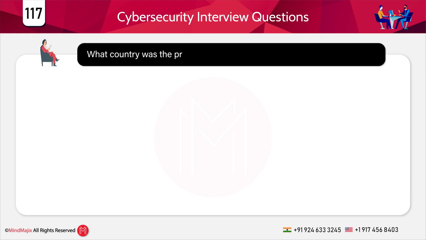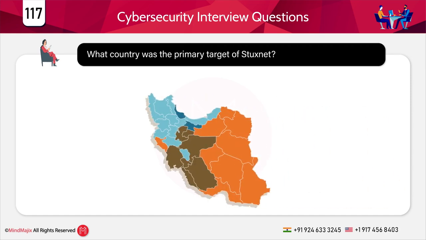What country was the primary target of Stuxnet? This is a good question. Stuxnet was one of the APTs. If I remember well, Iran was the country which was highly targeted by Stuxnet.